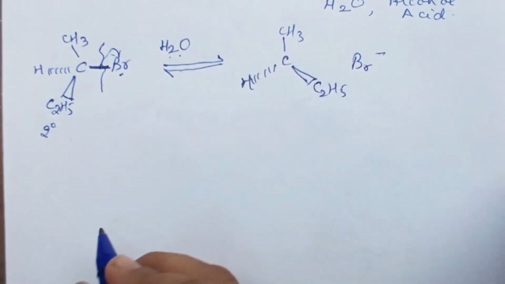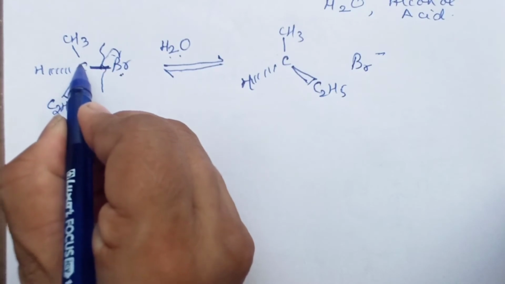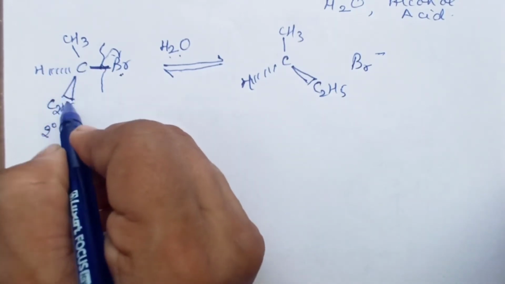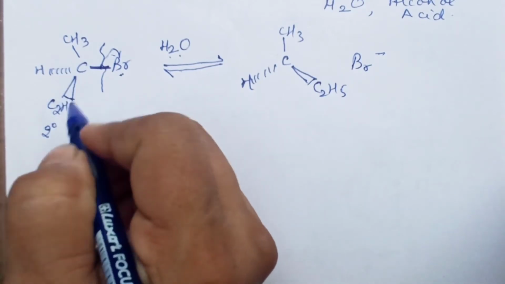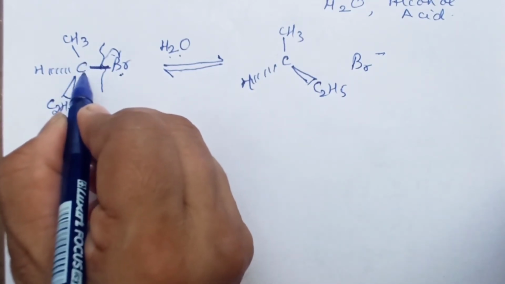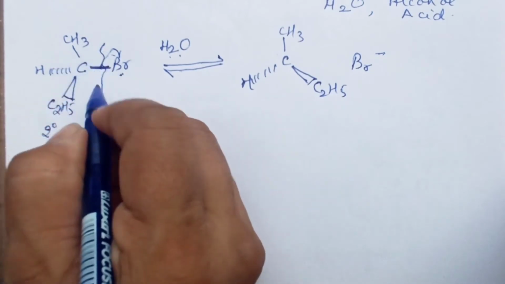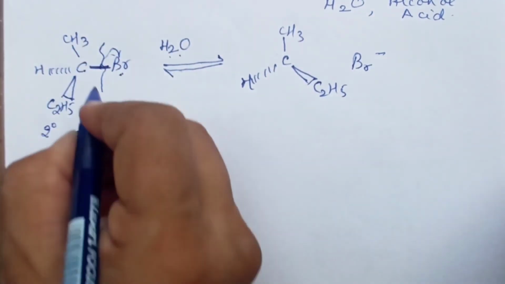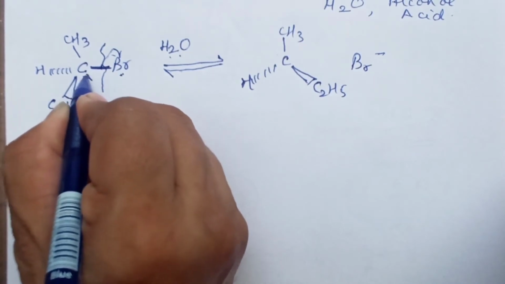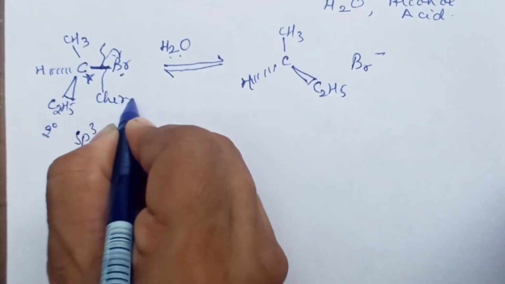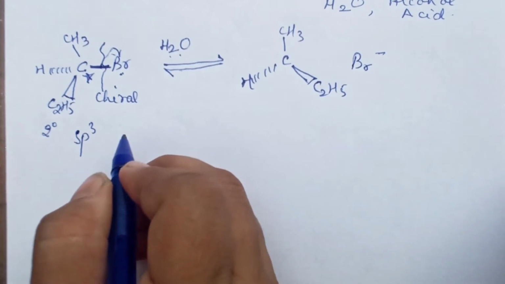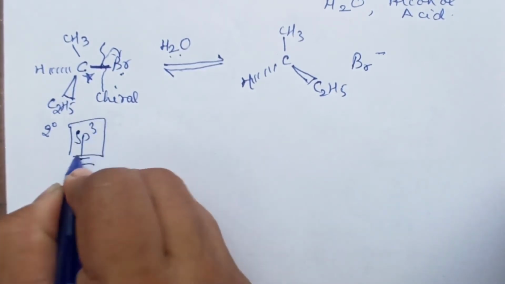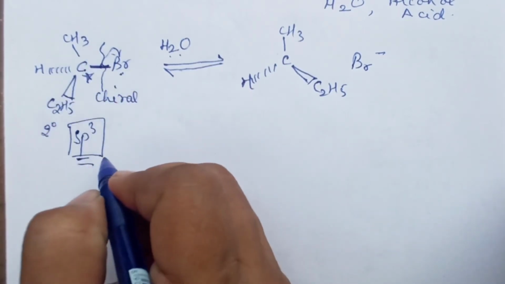Now what has happened here? Just see here. See this dash means it is going backside. This wedge one is coming towards you. What we are trying to show is this one is having sp3 hybridization. There are 4 different atoms attached, so we can say this particular carbon is chiral carbon, an asymmetric carbon atom, right? It is sp3 hybridized, so the arrangement is tetrahedral.